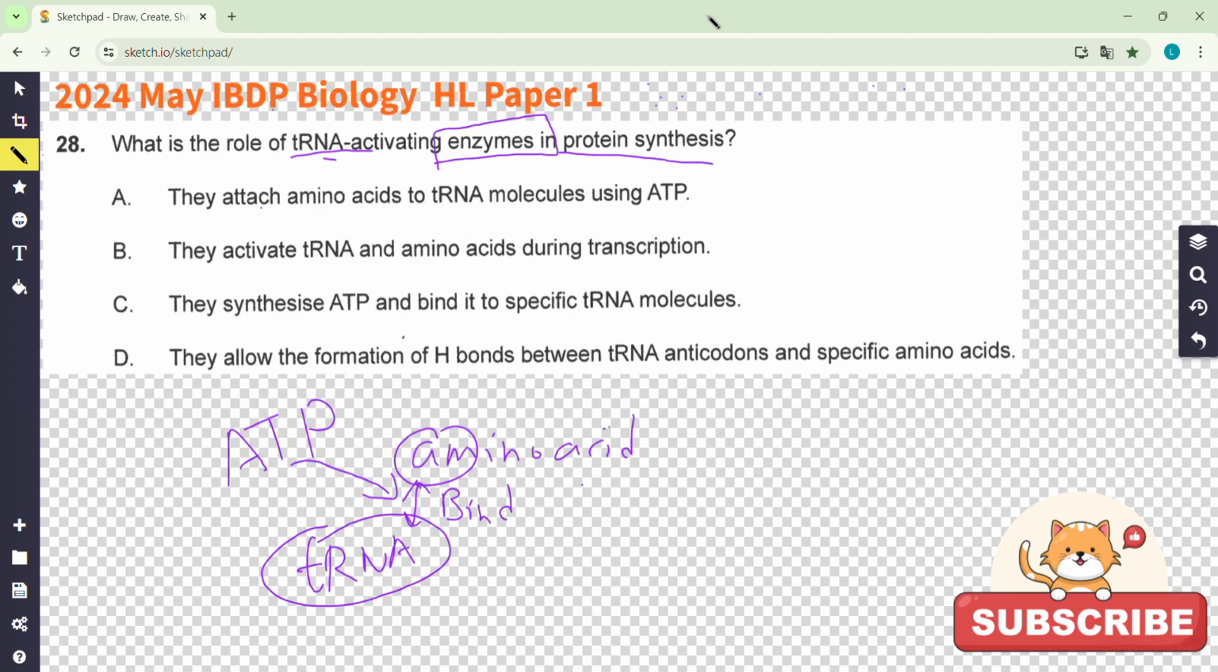So which one is incorrect? From this energy point of view, it needs ATP, not releasing it. So which one must be wrong? Yes, C is wrong. Using ATP to attach the amino acid with tRNA, but don't be too confident.